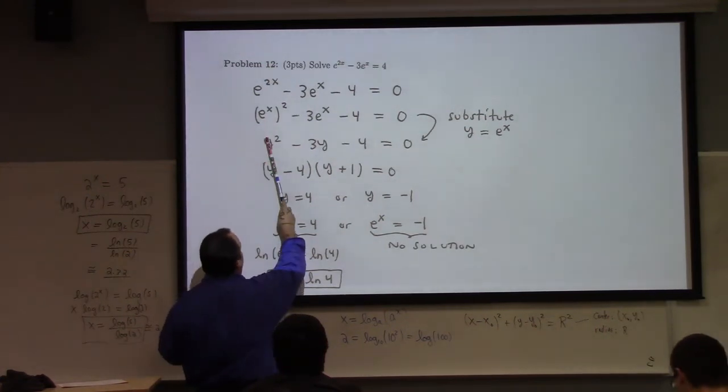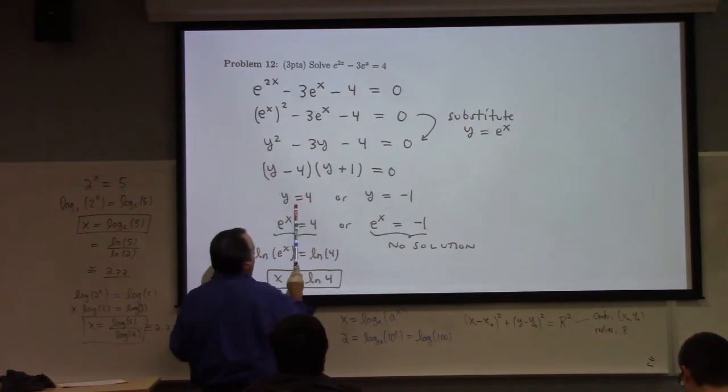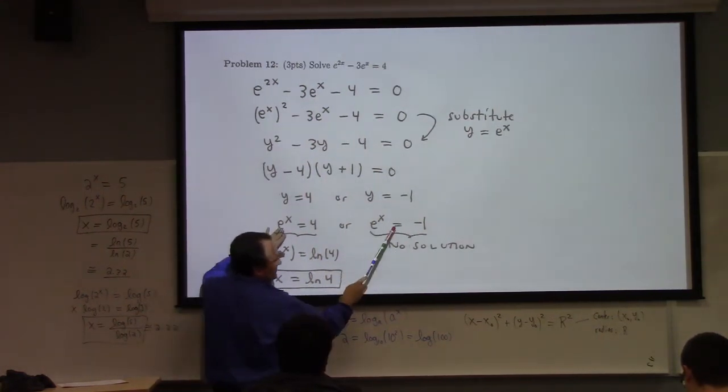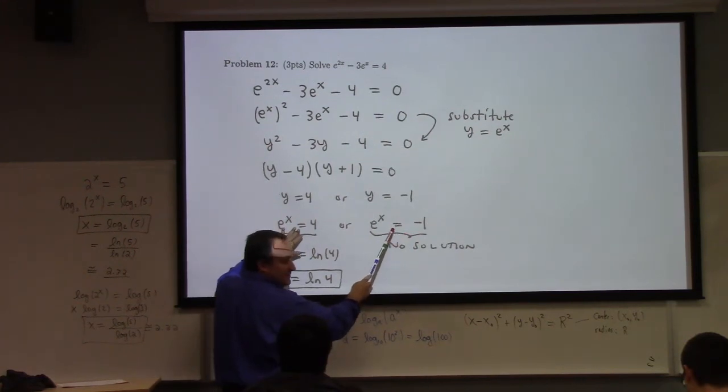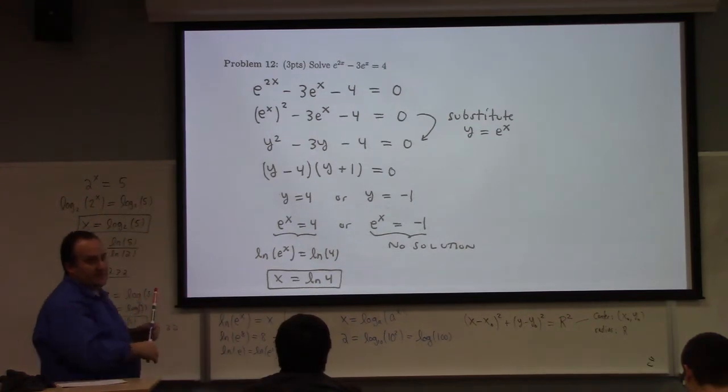So what happens here? We get this quadratic, we factor it. That gives us either 4 or minus 1, but the thing is, e to the x equals minus 1, that doesn't work, right? e to the x is positive, there's no solution to this. This has the solution of log 4, and so there you go.